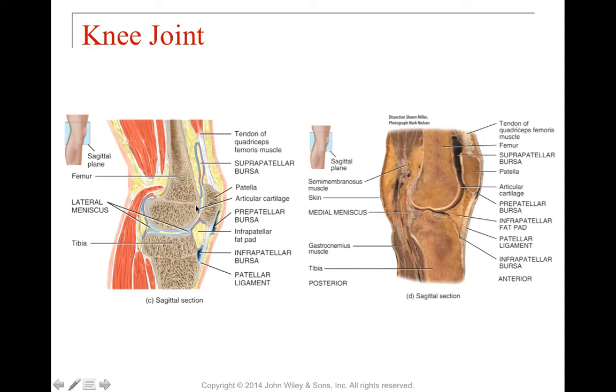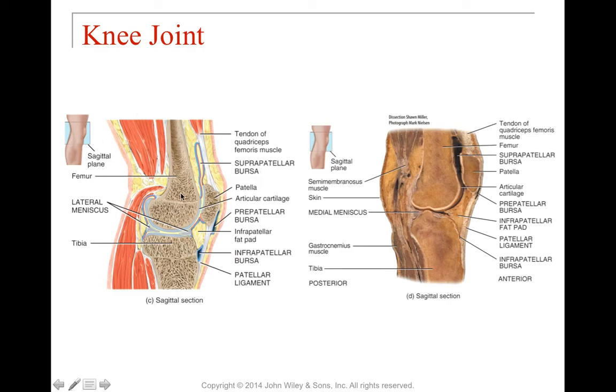Here we have the femur interacting with the tibia. We also have the patella, right? And we have here this bursa. This is the suprapatella bursa. We have an infrapatella bursa and a prepatella bursa. So we have a lot of these little bursae which are meant to help support and help prevent injury to the patella and other knee regions, because the knee is going to be taking a lot of stress.